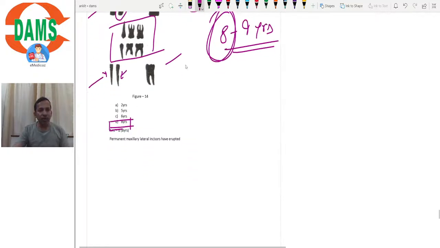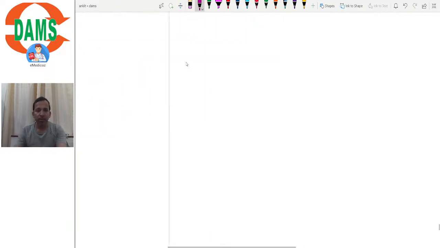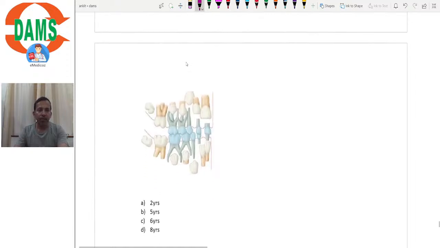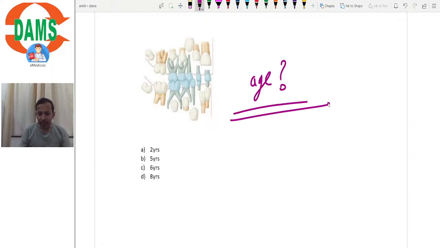Let's look at one more similar question to confirm. So this is again a similar question. What do you think is the age of this child? In the previous one we had already written the answer, in this one there is no answer. You have to identify the age of the child. So what will we notice here? We still have all the deciduous teeth, isn't it?